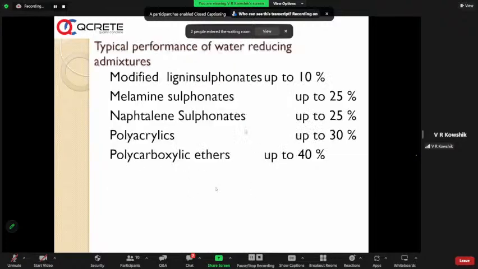So, water reducing capacity has changed as the material shifted from one material to another. You can see here the latest admixtures, which are polycarboxylic ethers, have gone up to 40%. Earlier, water cement ratios below 0.3 or 0.32 or 0.33 were difficult to make. Now it is easy to produce concretes with a water cement ratio of 0.25, 0.26, and something like 0.22 also, because of the enhanced water reducing capacities of these admixtures.